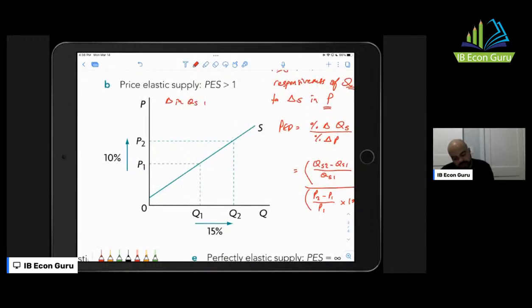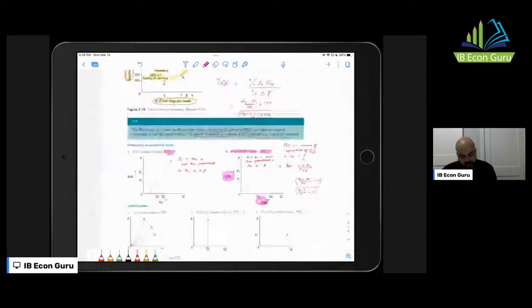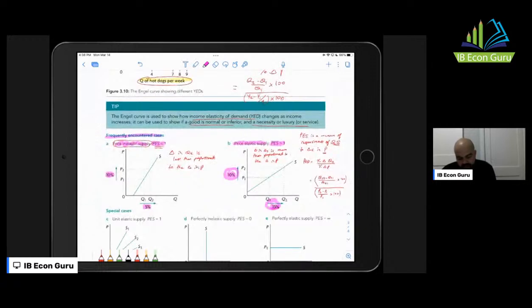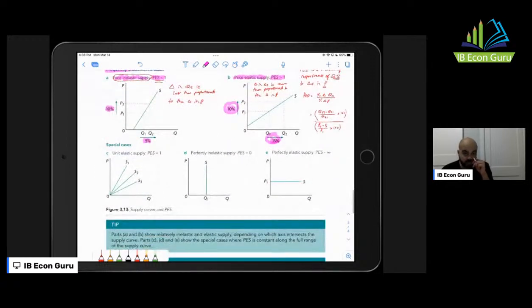If the change in quantity supplied is more than proportionate to the change in price, we say supply is price elastic, and the price elasticity of supply will be greater than 1. So here you can see a 10% rise in price caused a 15% increase in quantity supplied. The increase in quantity supplied was more than proportionate to the increase in price. Okay? So these are the frequently encountered cases, and I'll talk about the determinants of PES in a second.